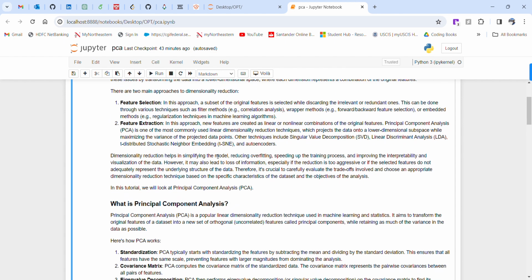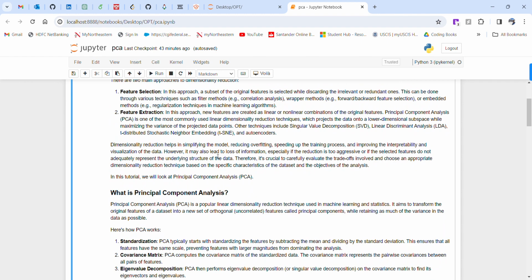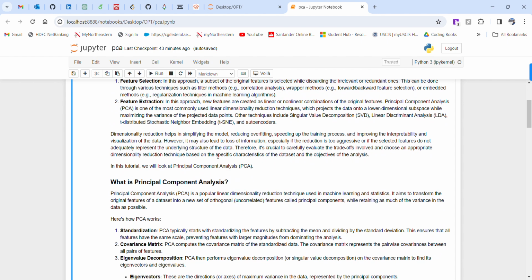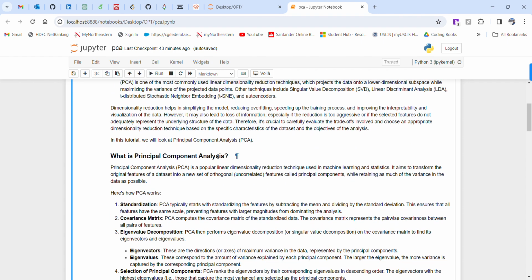Dimensionality reduction helps you simplify models, reduce computational complexity, avoid the curse of dimensionality, reduce overfitting as a result of that, and speed up the training process. It also helps you to improve the interpretability of your ML model and helps you visualize your dataset.